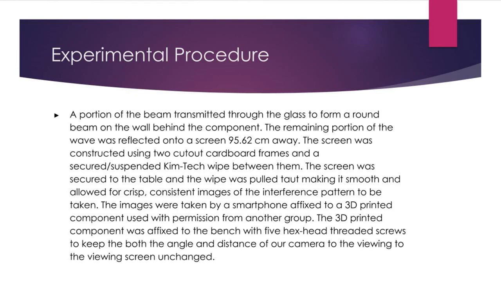A portion of the beam transmitted through the glass to form a round beam on the wall behind the computer. The remaining portion of the wave was reflected onto a screen 95.62 centimeters away. The screen was constructed using 2 cutout cardboard frames and a suspended Chemtech wipe between them. The screen was secured to the table and the wipe was pulled taut, making it smooth and allowing crisp, consistent images of the interference pattern to be taken.